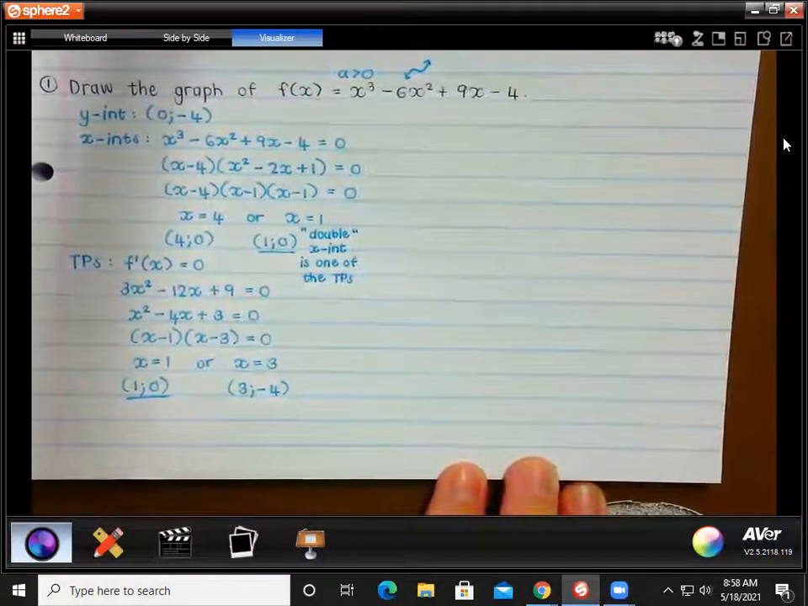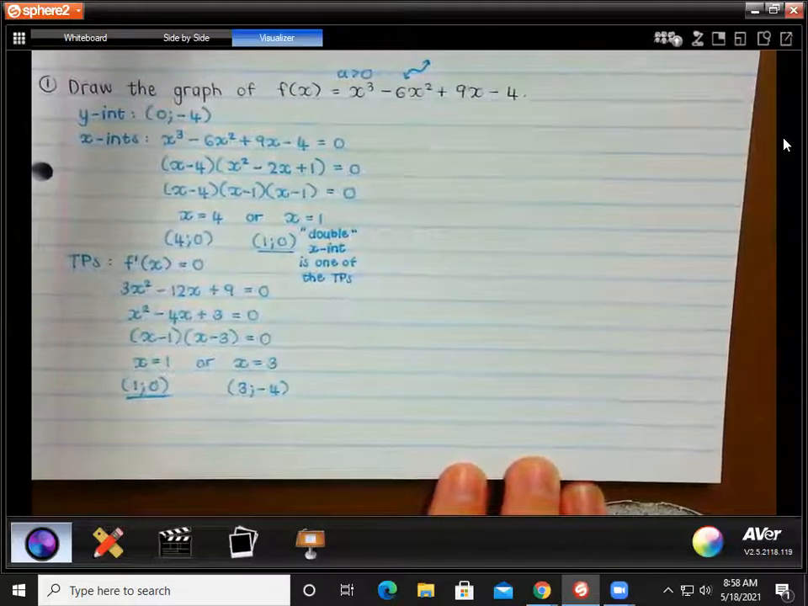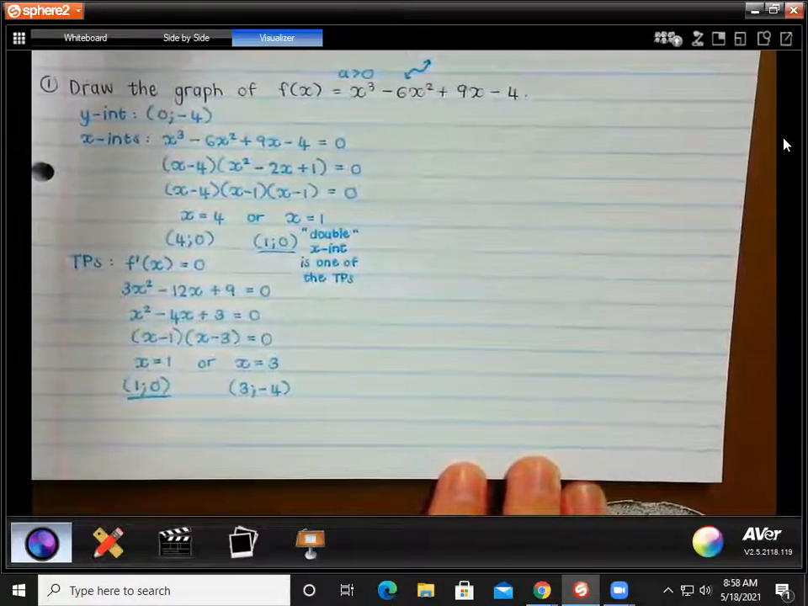Can anyone see my remote? Is it somewhere here? Thank you, the white one. Thanks so much.